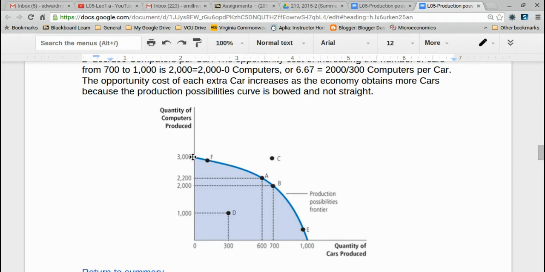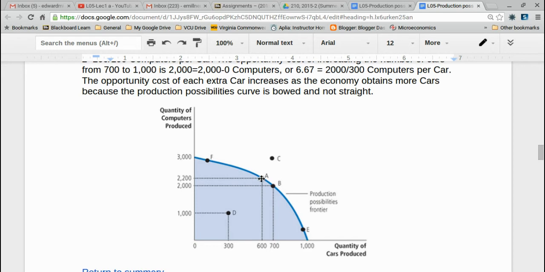As we go from 0 cars to 600 cars, we gain an additional 600 cars, but we give up 800 computers. The number of computers we can produce when the number of cars is 0 is 3,000, and the number of computers we can produce when the number of cars is 600 is only 2,200. So we lose 800 computers to get 600 cars. Taking the ratio, that tells us that we're giving up 1.67 computers for every extra car we obtain as the number of cars goes from 0 to 600.